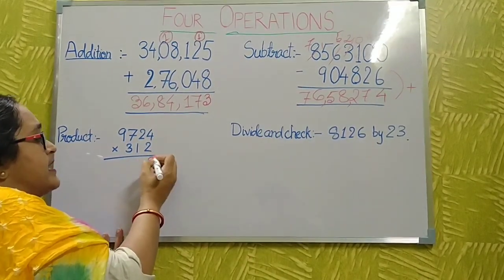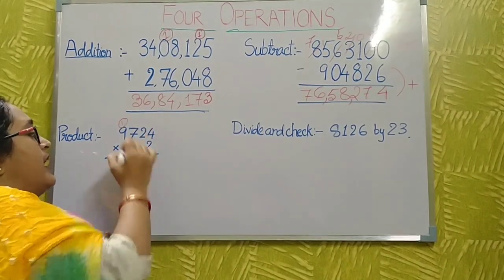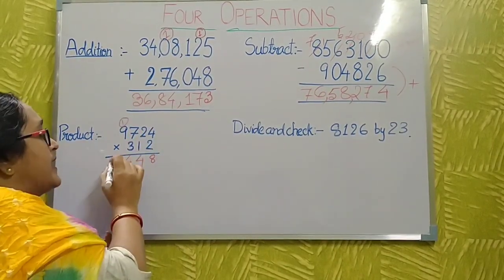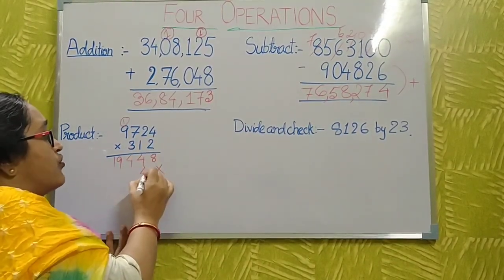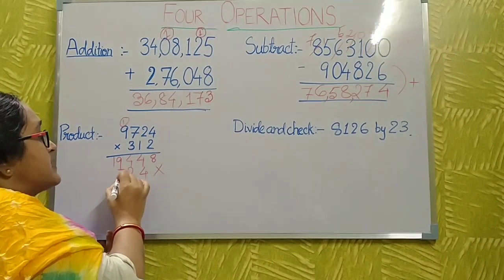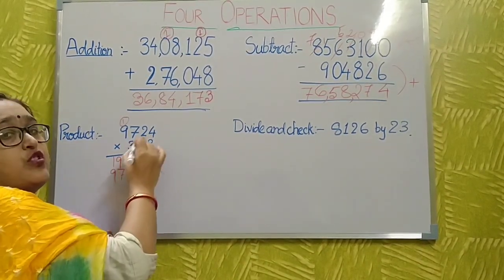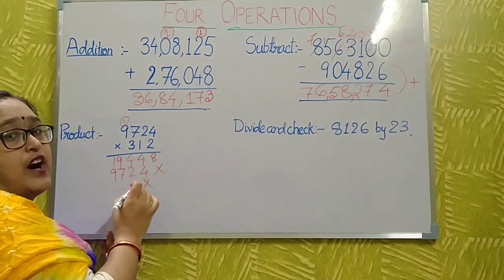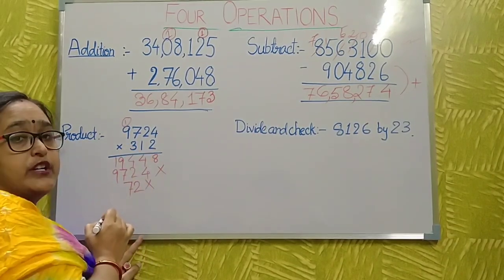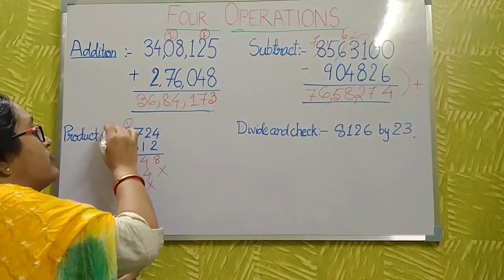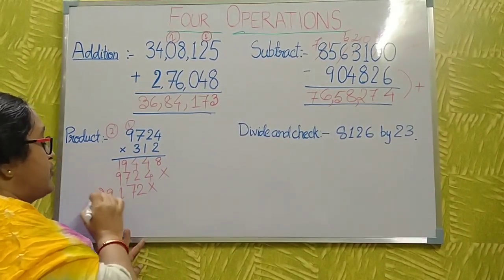4 2s are 8, 2 2s are 4, 7 2s are 14 and 1 carry over, and 9 2s are 18 and 1 carry, 19. Then you put a blank here and 4 1s are 4, 2 1s are 2, 7 1s are 7, 9 1s are 9. Then you put a blank here. 4 3s are 12, 1 carry over, and 2 3s are 6 and 1, 7, and 7 3s are 21, 1 and 2 carry over, 9 3s are 27, plus 2, 29 also.